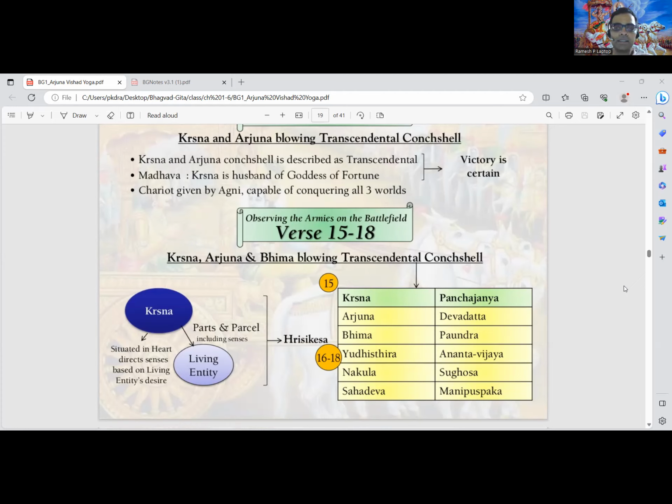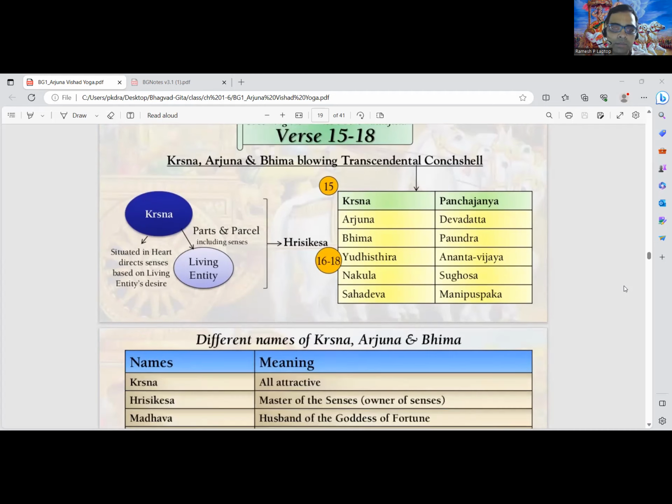And the other thing is, there were a couple of signs of victory on the chariot which was driven by Lord Krishna. There are a lot of signs of victory, so we'll go through them.